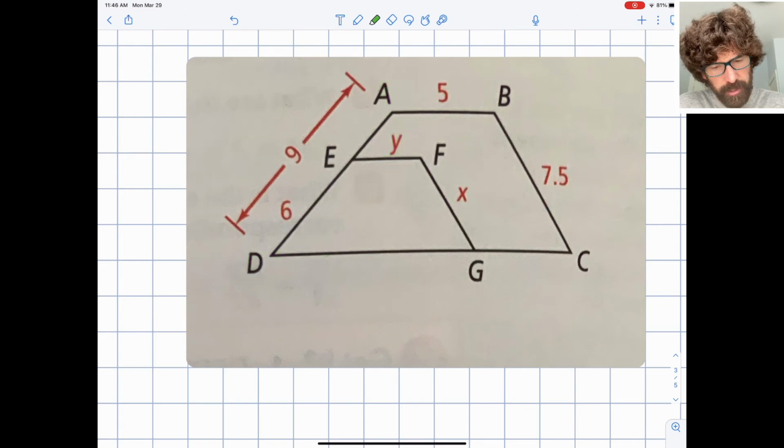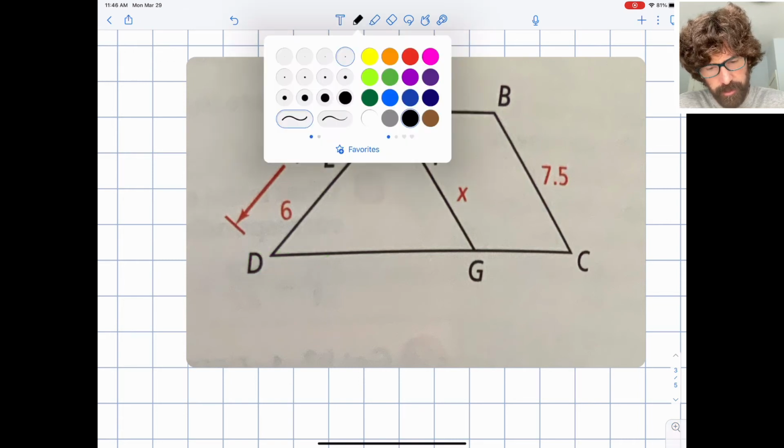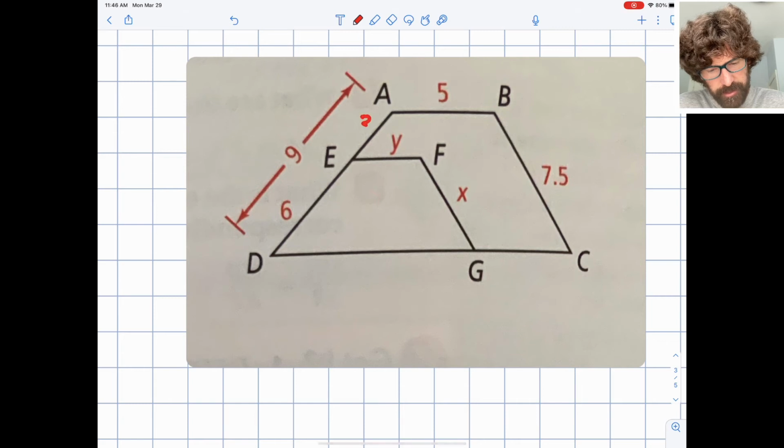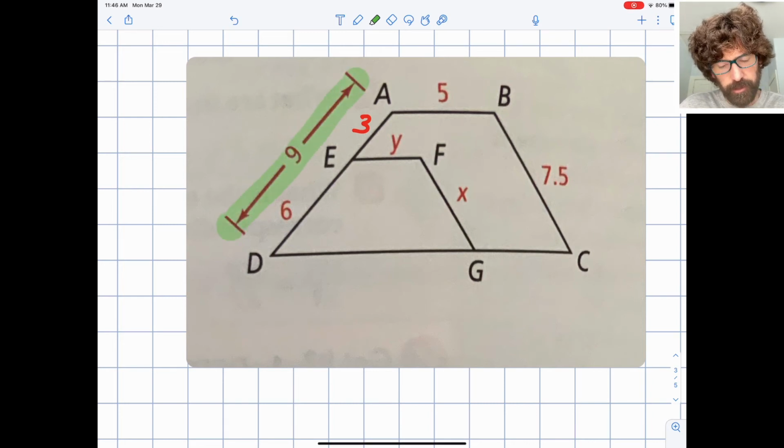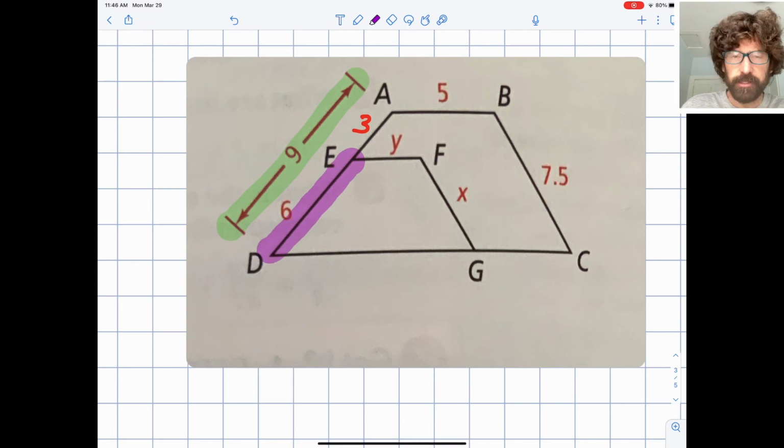It looks to me like we can determine that this missing piece is a 3, right? 6 plus 3 has to equal 9. And so now we can determine that the longer of the two corresponding sides is 9, compared to the shorter of the two corresponding sides is 6. So that's going to help us set up our scale factor here.